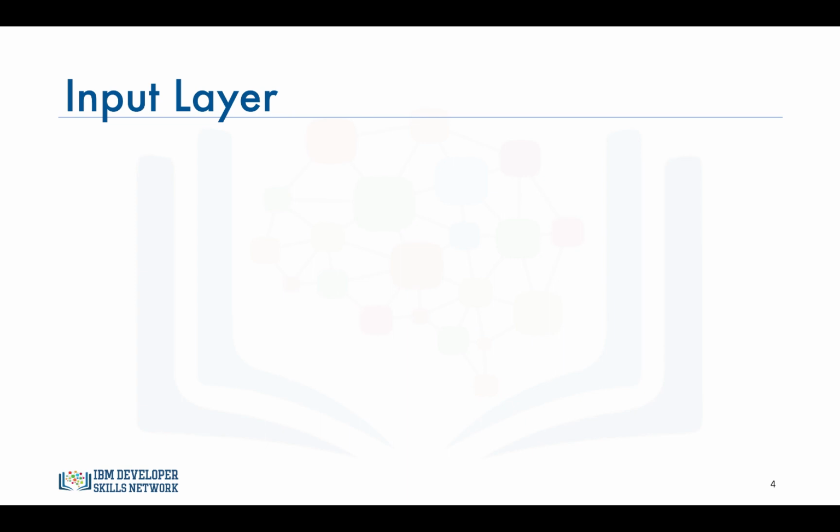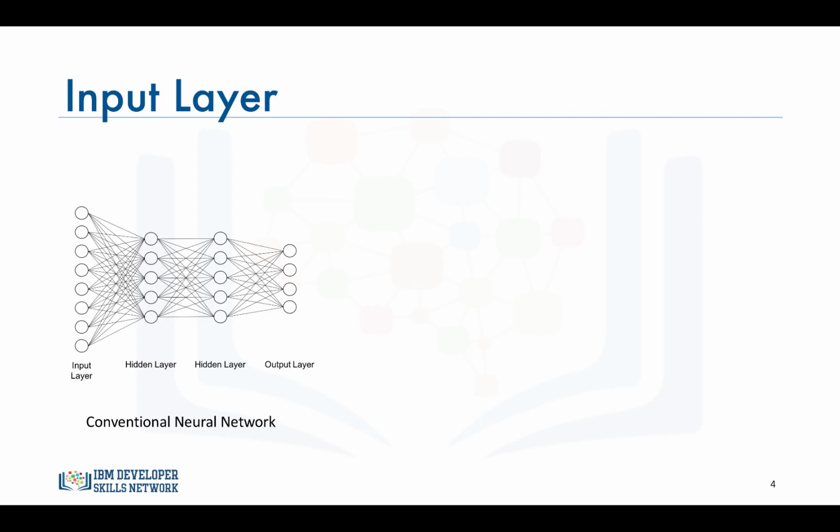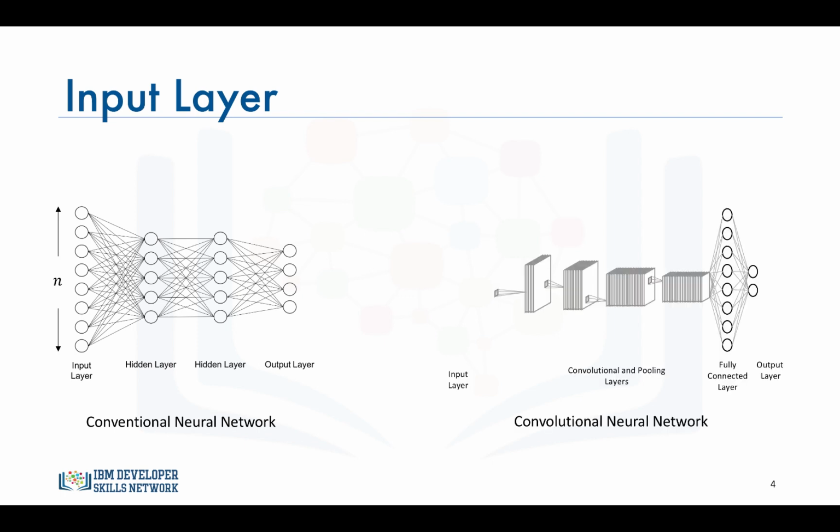So far, we've dealt only with conventional neural networks that take an n by 1 vector as their input. The input to a convolutional neural network, on the other hand, is mostly an n by m by 1 for grayscale images or an n by m by 3 for colored images, where the number 3 represents the red, green, and blue components of each pixel in the image.